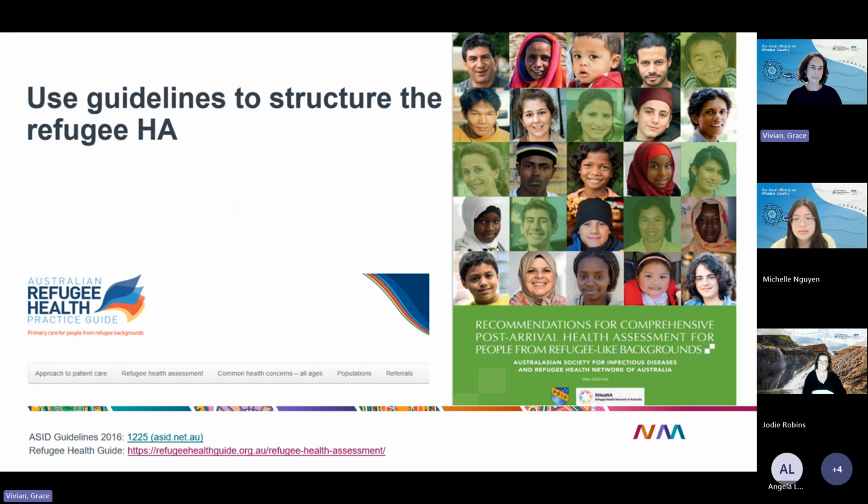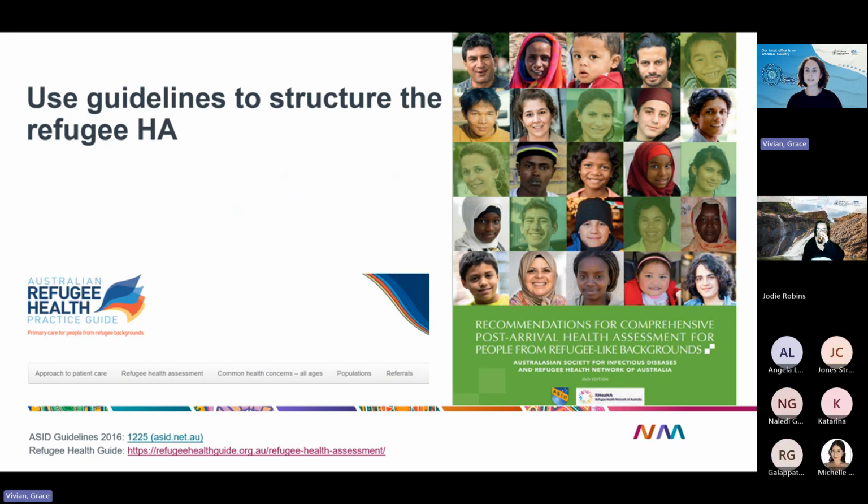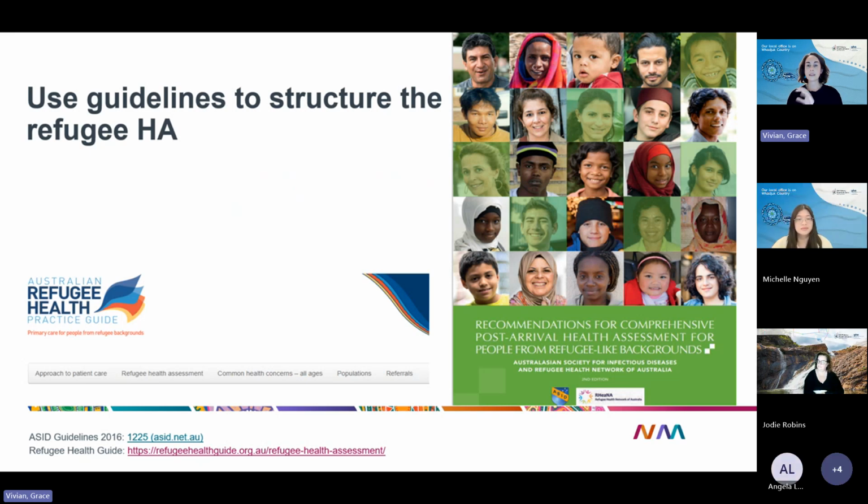Now, how do we do this health assessment? So let's use some guidelines. The guidelines that we use, the ones on the right here, the ASID guidelines. These come from the Australasian Society for Infectious Diseases. It's a PDF document you can find online. If you print it out and bind it, it turns into a very, very thick book. So it's not super user-friendly, which is why the Australian Refugee Practice Guide is used. It's exactly the same content, but delivered in an online-friendly format so you can have a look at all the different tabs and access the information within consults.